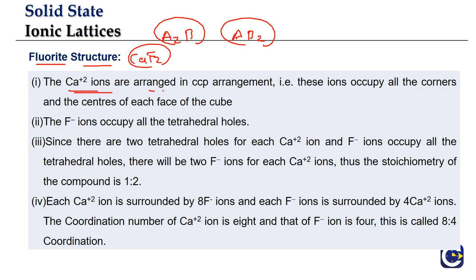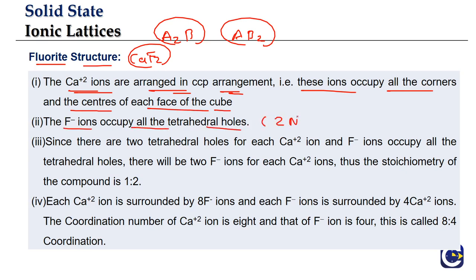Ca2+ ions are arranged in the CCP. Remember what we keep on saying, that the anions will form the lattice. So it is not always that the anions are going to form the lattice. We can have examples like fluoride structure. What happens here? The Ca2+ ions will be forming the CCP arrangement, which means these ions will be at the corners and at the centers of each face. And the fluoride ions will be occupying the tetrahedral voids.